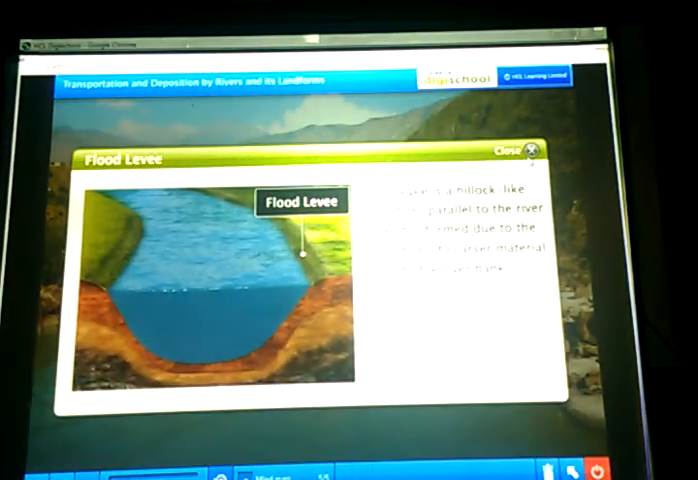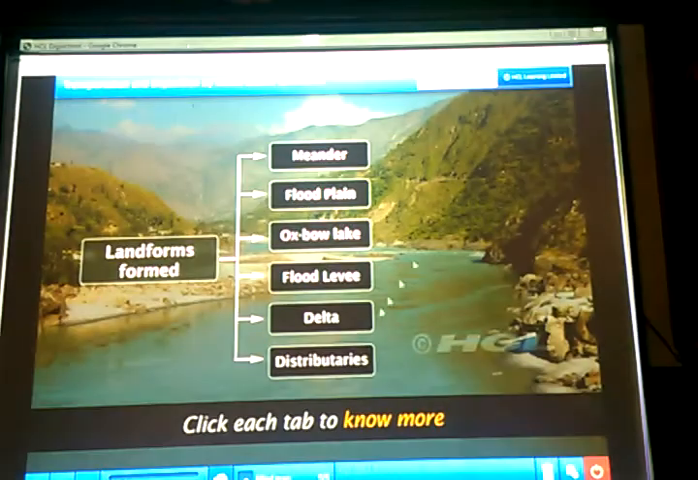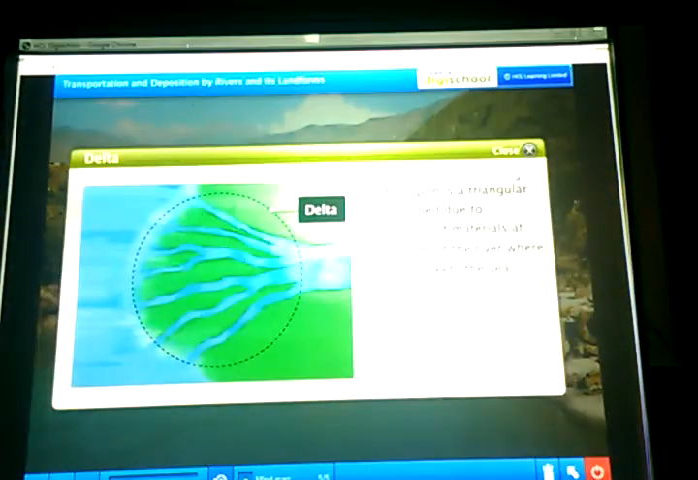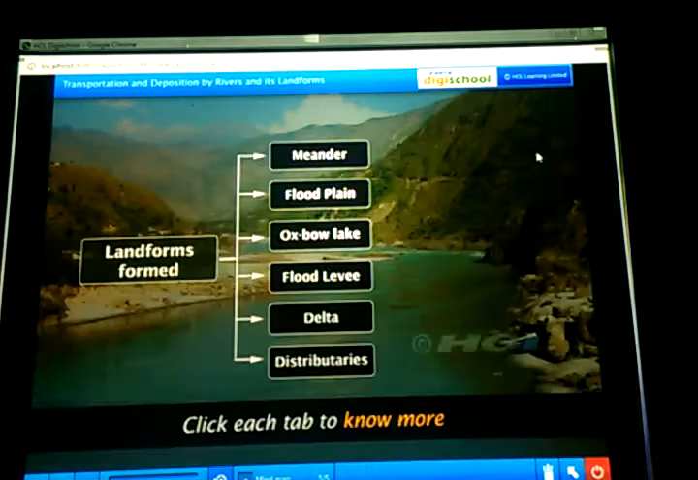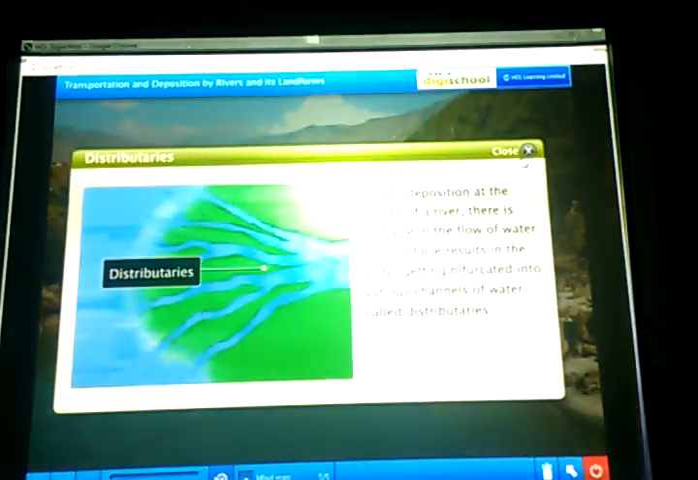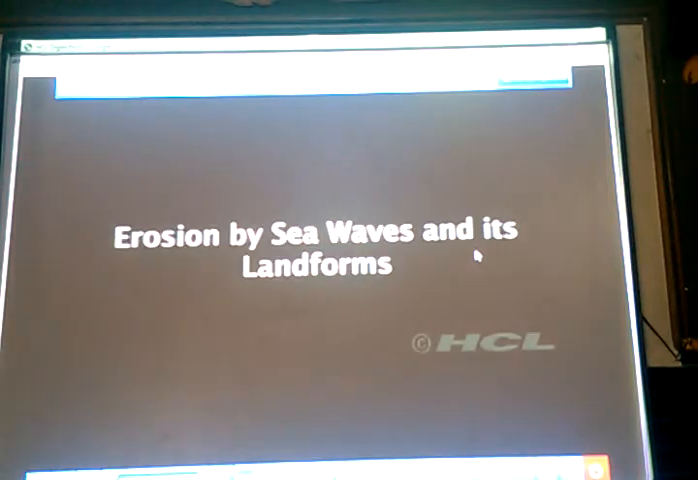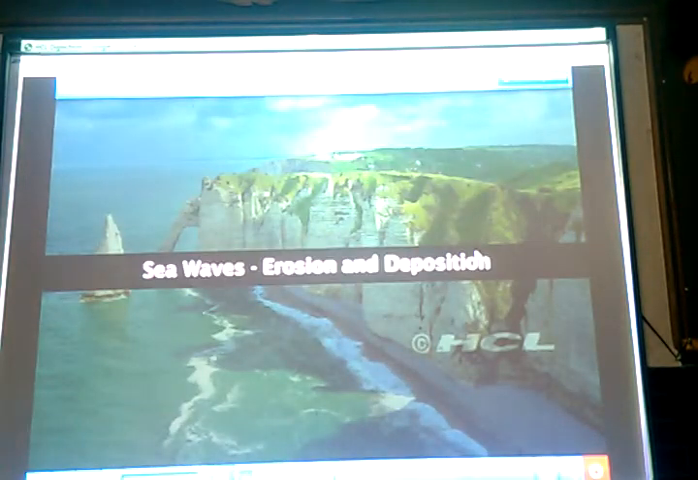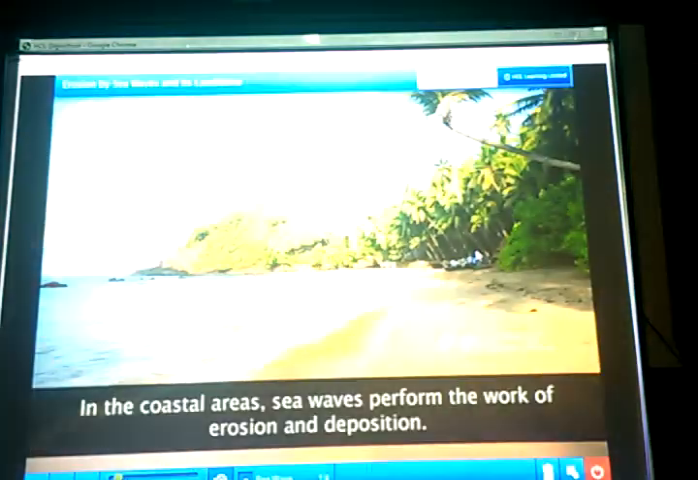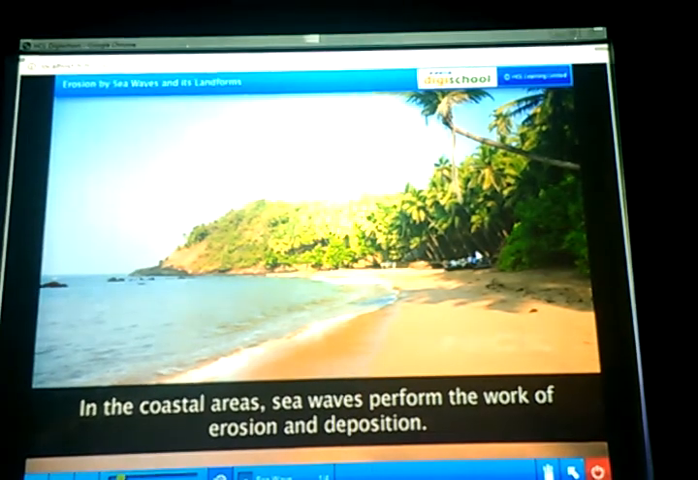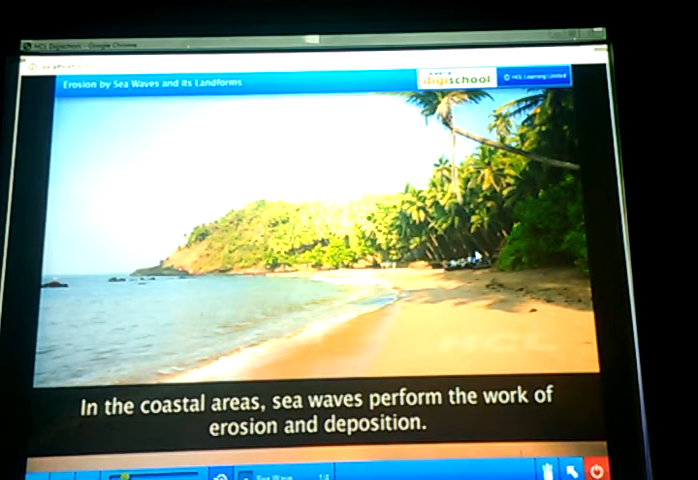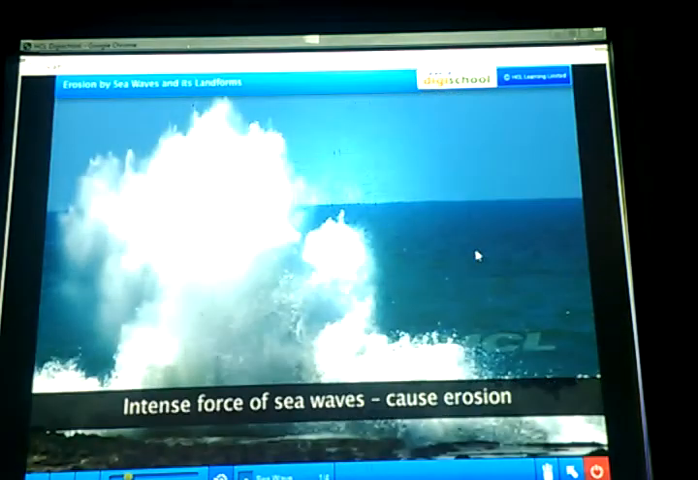Several landforms are formed due to erosive activity of sea waves. Let us learn about landforms that are formed by the erosional action of sea waves. Landforms produced by the erosive activity of sea waves are sea cliff, wave-cut platform, sea cave, sea arch, and sea stack.